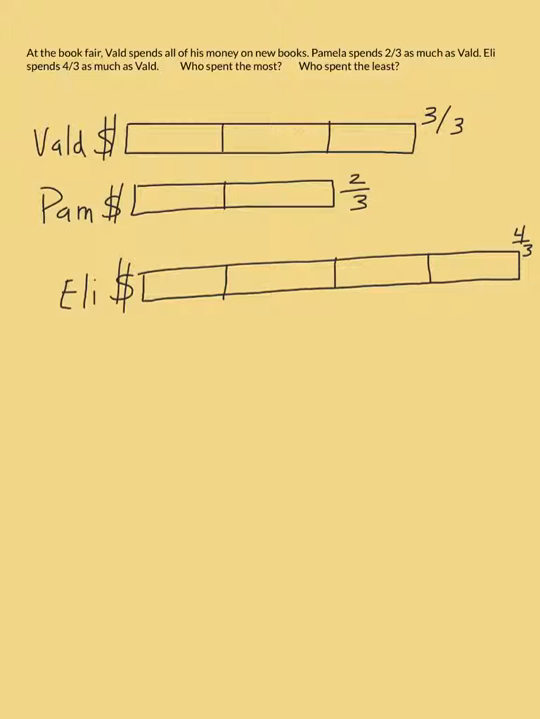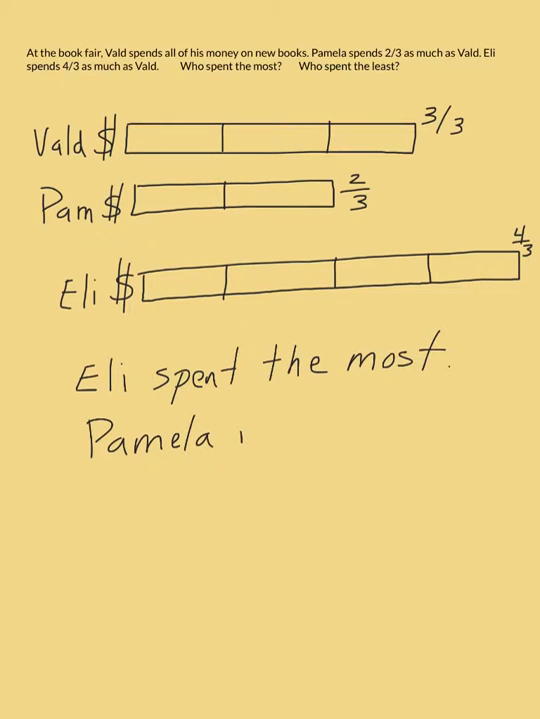So who spent the most? Well, we know that Eli spent the most because he spent 4/3 as much as Vald, and there's Vald's. And then Pam, she only spent 2/3 of that same amount, so hers is the least. So we know that Eli spent the most, and Pamela spent the least.